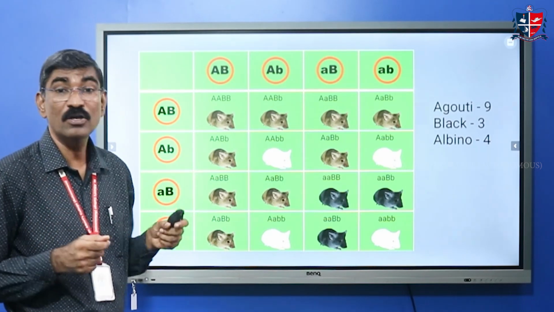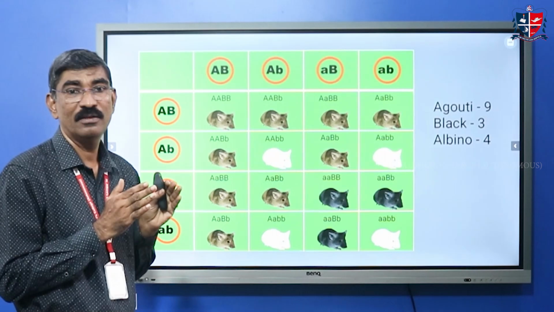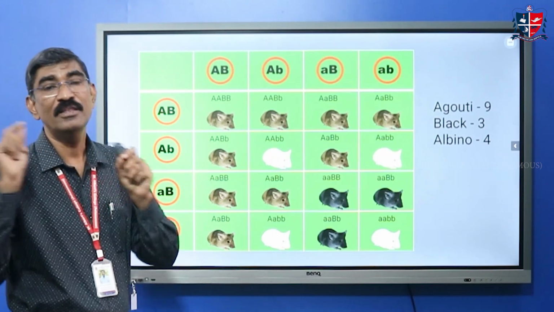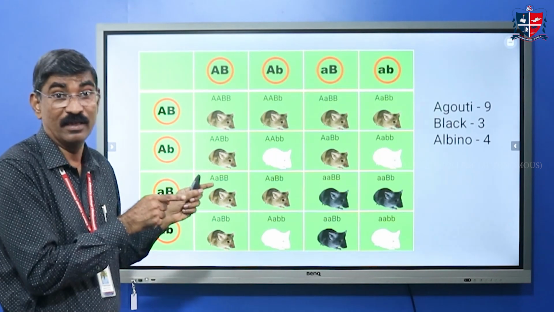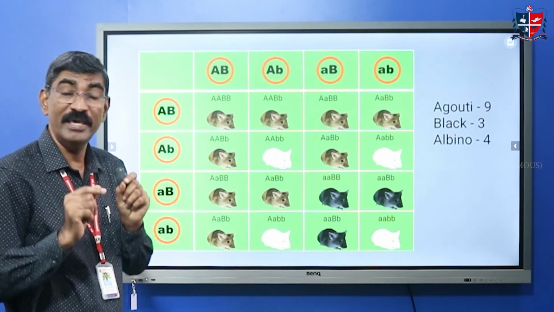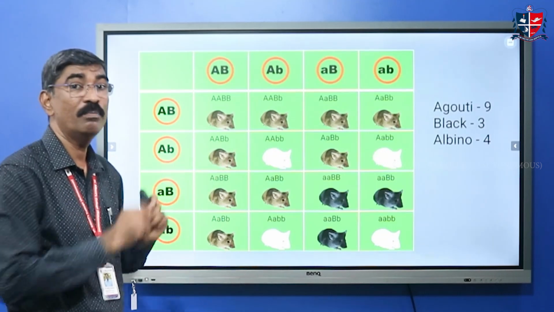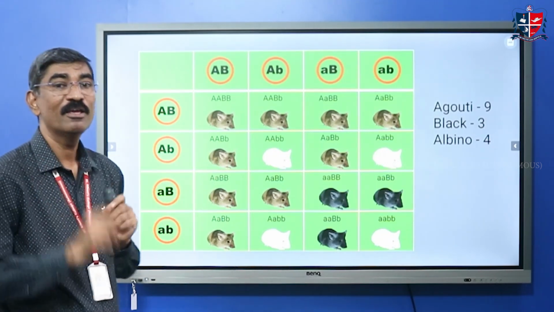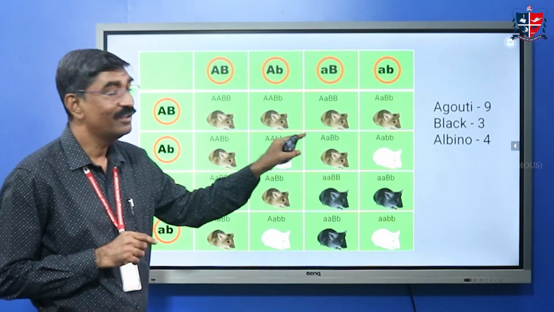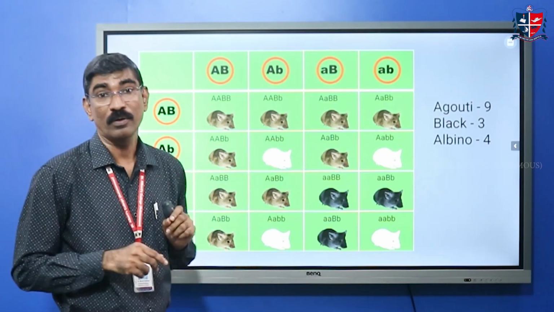In the dihybrid cross, the ratio 3 means the first gene will be dominant and the second gene will be recessive. That means here the first gene A is dominant and the second gene B is recessive. B recessive means A will not be expressed. That means the phenotype will be white. So here 3 white. Here it is 4. We will have one more.